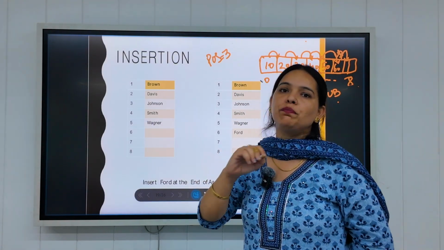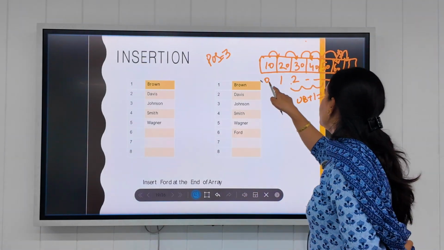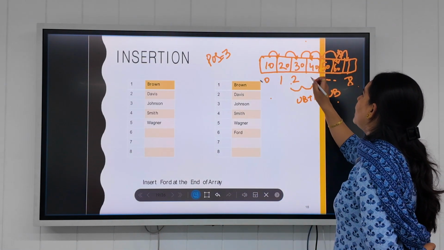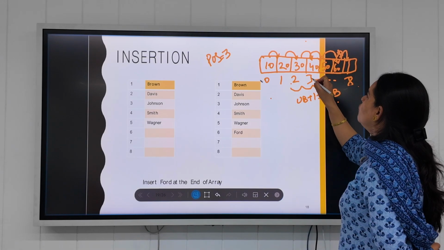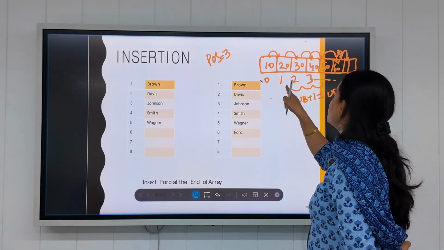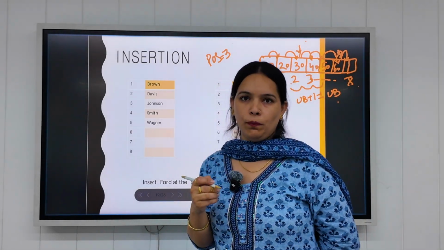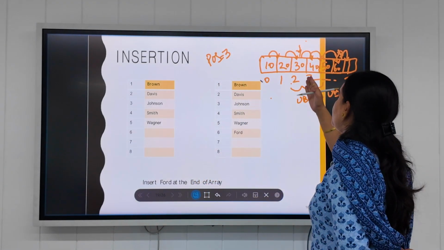There is a difference between position 3 and index value 3. To make it very clear, if I am talking about index value 3, that means I am pointing to the 4th location. And if I am saying position 3, that means position 3 is representing array index 2. Right? So what will we do?